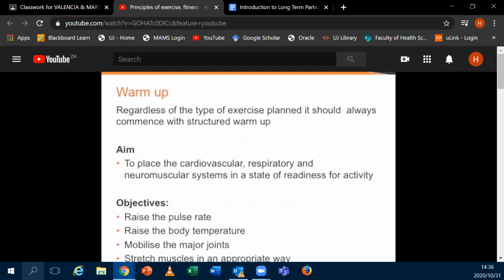Warm-up. Regardless of the type of exercise planned, it should always commence with the structured warm-up. The aim is to place the cardiovascular, respiratory, and neuromuscular systems in a state of readiness for activity. The objectives are to raise the pulse rate, raise the body temperature, mobilize the major joints, and to stretch muscles in an appropriate way, such as dynamic stretching.